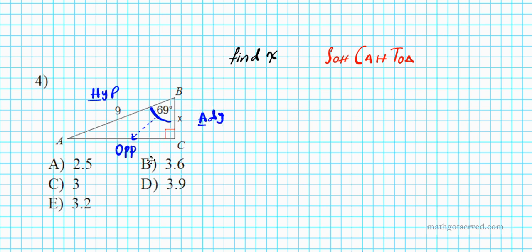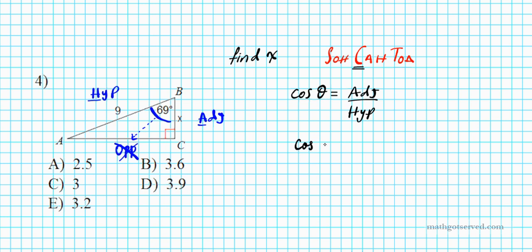Now, we need the adjacent. We know the hypotenuse and the angle, so the opposite doesn't play any significant role here. Now, which trig ratio has h and a? So, Ka or Toa? It's Ka, right? You have cosine theta is equal to the adjacent of the right triangle divided by the hypotenuse. So let's apply this Ka piece to this situation.